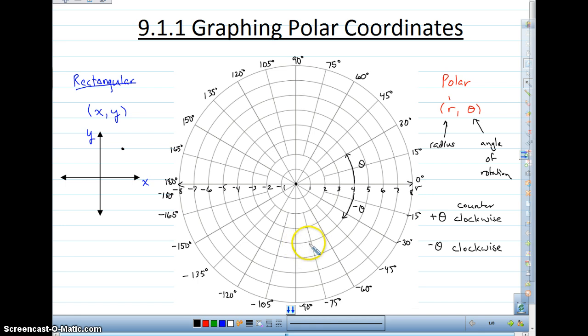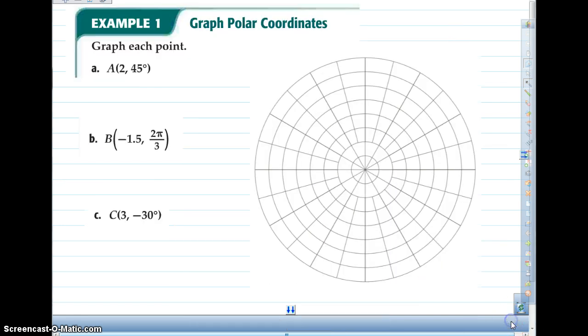Okay, so let's go ahead and practice plotting some of these now. For our first example, they want us to just graph the points and label them A, B, and C. And really, when you're plotting a point, that's all you have to do. And you can combine these on one example. So for problem A, we want to go to the coordinate 2, 45 degrees.